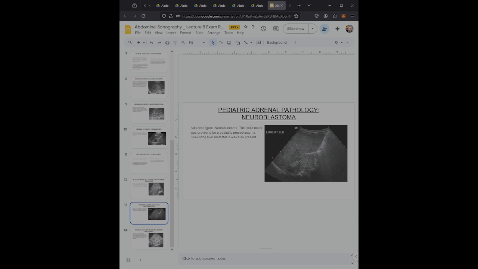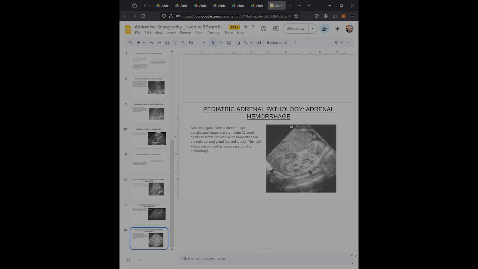Neuroblastomas are the most common extracranial solid malignant tumors in children. Most patients will present with palpable abdominal masses, abdominal pain, and bone pain. Sonographically, we'll see large heterogeneous masses located in the area of the adrenal gland. And so here we can see a neuroblastoma, a solid, heterogeneous mass that is quite large, located in the area of the adrenal gland.